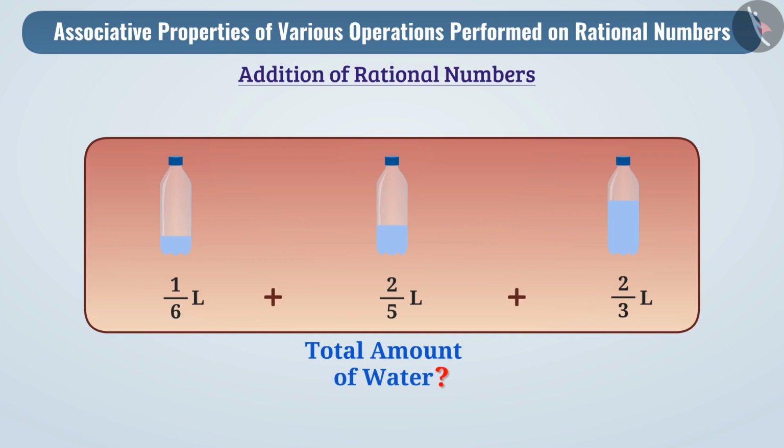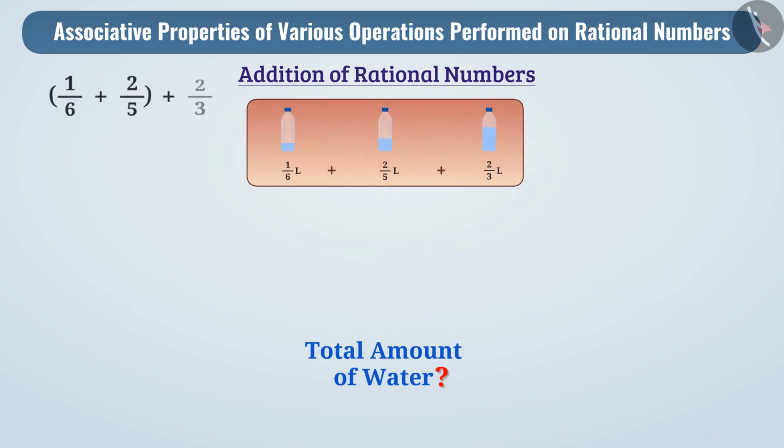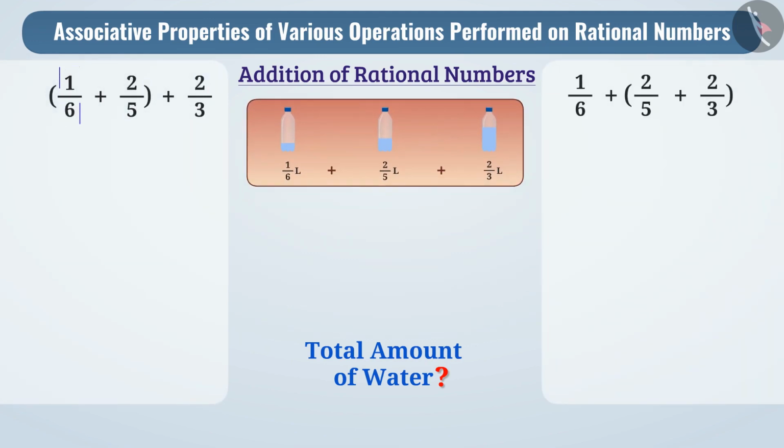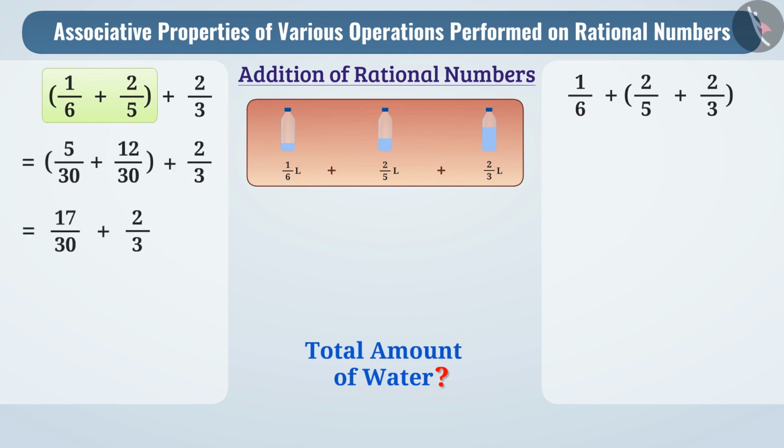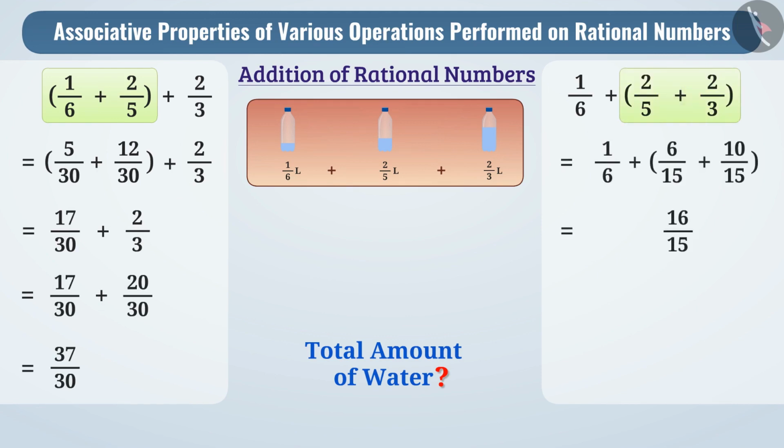That is, we have to find the result of 1 by 6 plus 2 by 5 plus 2 by 3. To simplify this, we can create groups like this or like this. If we first make a group of 1 by 6 and 2 by 5, then the sum will be 17 by 30. By adding the number 2 by 3 to it, we will get the result 37 by 30. If we make a group of 2 by 5 and 2 by 3 and add them, the sum will be 16 by 15. Adding 1 by 6 with this, we will get the result 37 by 30.